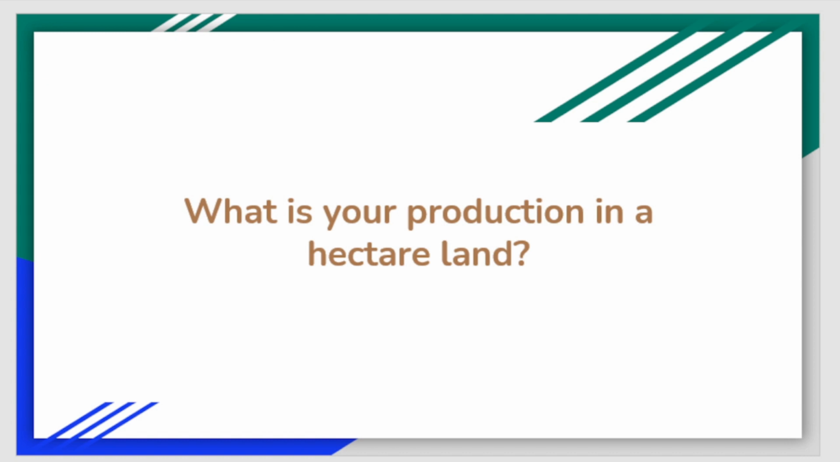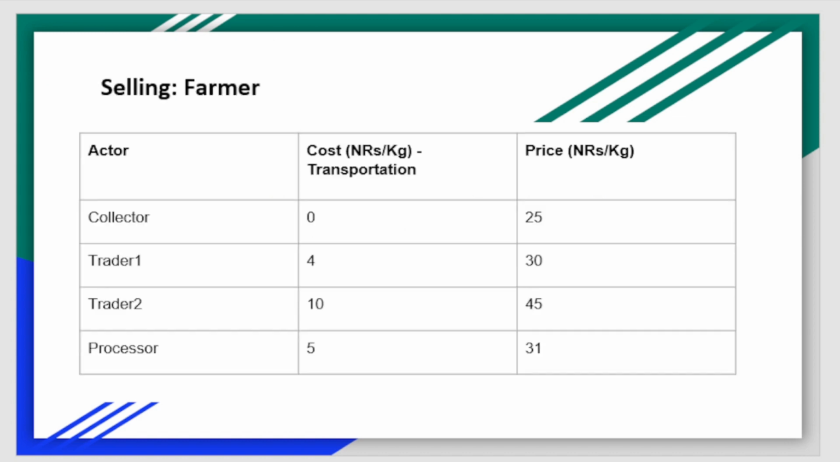So what will the production be in the hectares? You can see the production simulations, and the farmer can sell their produce to either the collectors or traders, trader 1 and trader 2. In our case, we have two traders, one collector and one processor. Okay, and you can see here in the second column the cost associated with this transaction.